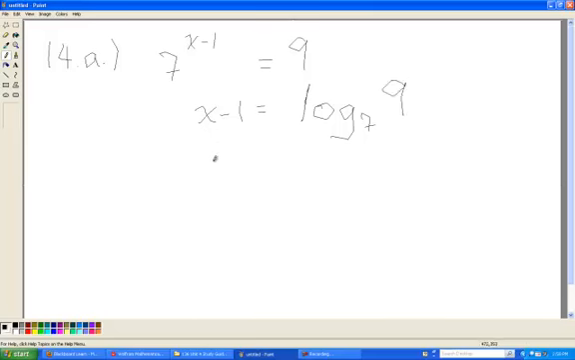Well, notice we're well on our way to isolating x, and we get x is equal to then 1 plus the log base 7 of 9, and this is an exact answer for our question.